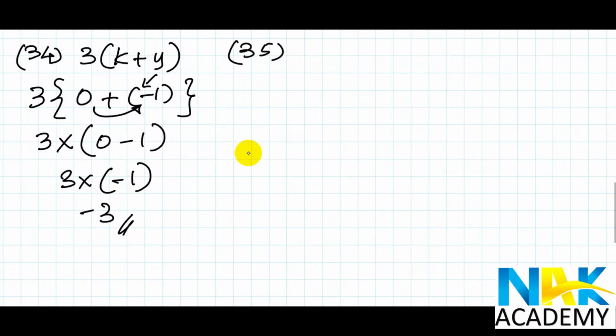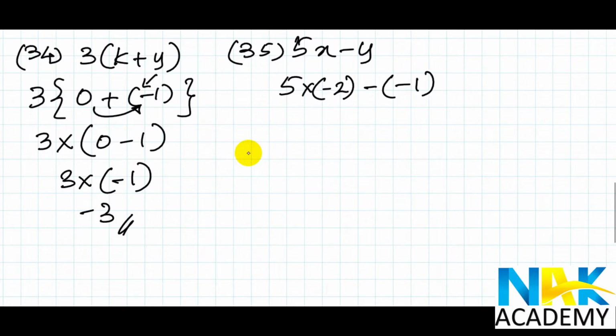Question number 35 is 5x minus y. So 5 multiplied by x, which is equal to minus 2, and minus again y, which is equal to minus 1. When I multiply these two, I get minus 10, and here minus into minus is equal to plus 1. So minus 10 plus 1 is equal to minus 9.